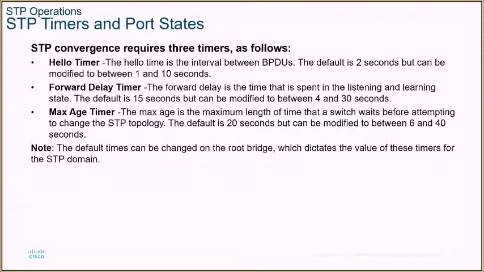Okay, so timers and port states. STP convergence requires 3 timers as follows. There's the hello timer. The hello time is the interval between BPDUs. Normally that's 2 seconds, but you can modify it anywhere between 1 and 10 seconds. Then there is the forward delay timer, and that is the time that is spent in the listening and learning states. Basically 15 seconds is the default time, and so you've got that for both listening and learning. And then you've got your max age timer, and that is the interval that the switch waits before attempting to change the STP topology. And so basically, as we've said up the top, there's a hello timer.